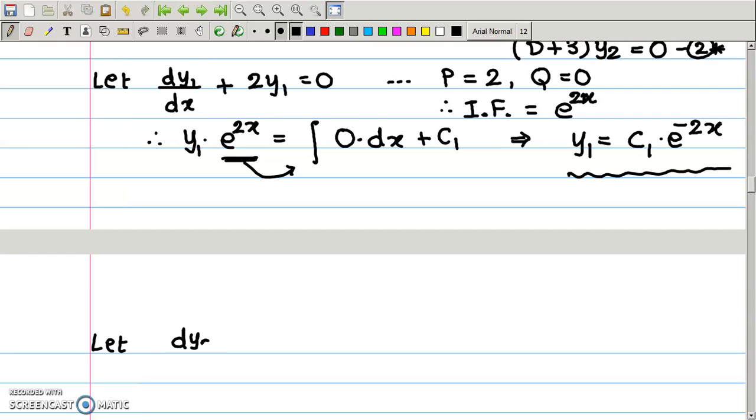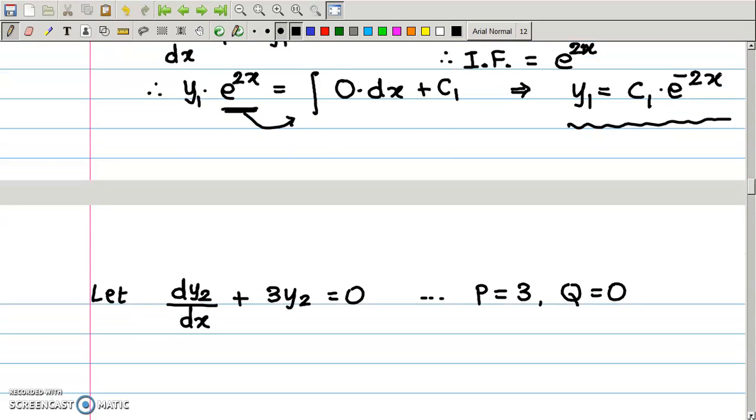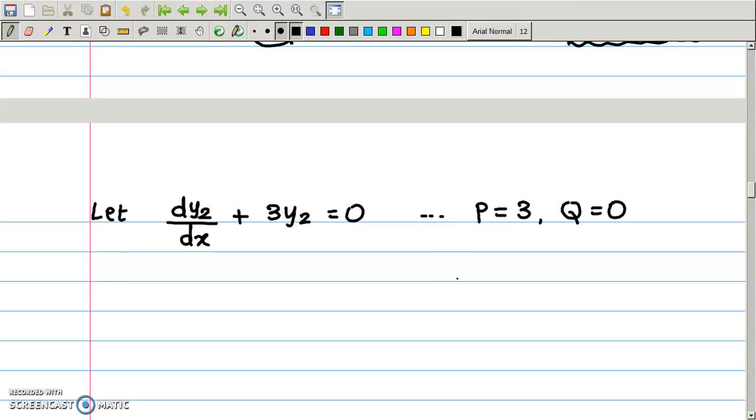If we take (D + 3) y2 equal to 0, this will be a linear differential equation. Here the value for p is equal to 3 and q is equal to 0. Therefore, the integrating factor will be e raised to the integration of 3 with respect to x.